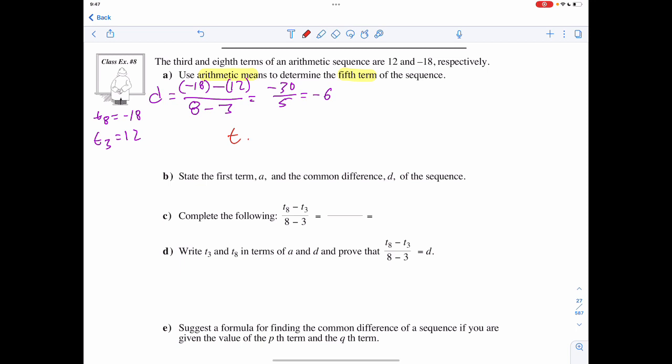Term 5 would equal term 3 minus 6, and then minus 6 again. Once to get to term 4, and then again to get to term 5. And this would give me 0.